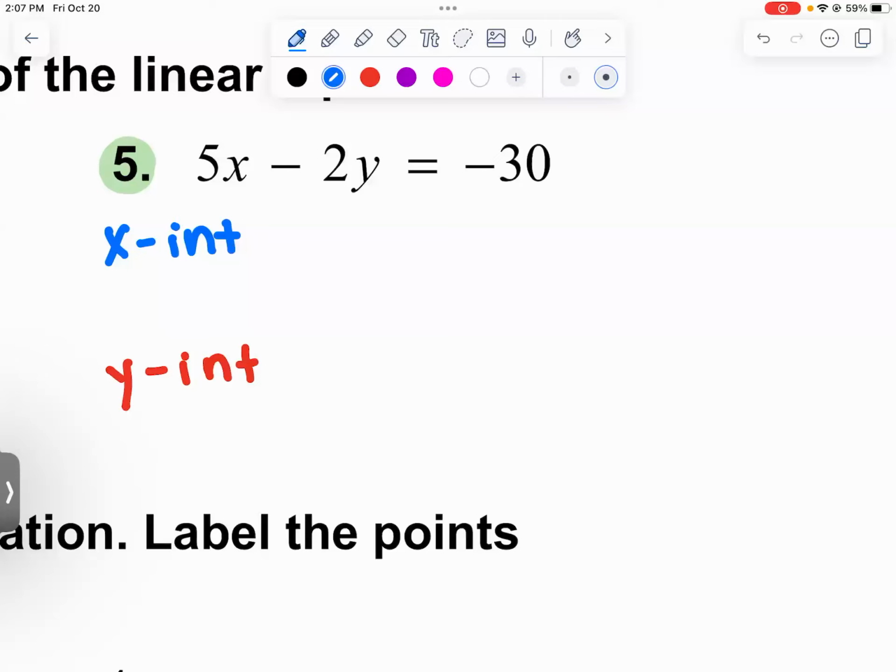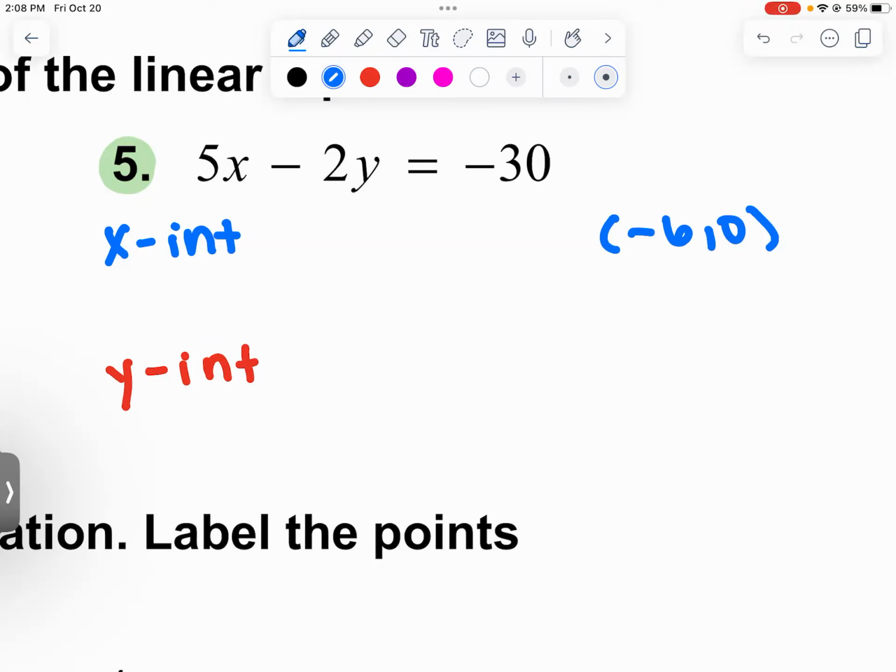Okay. Thank you. Allison, what is your X intercept? I got that same one. 0, -6. -6, 0. This is what Allison got for her X intercept. Thumbs up, thumbs down, we agree.